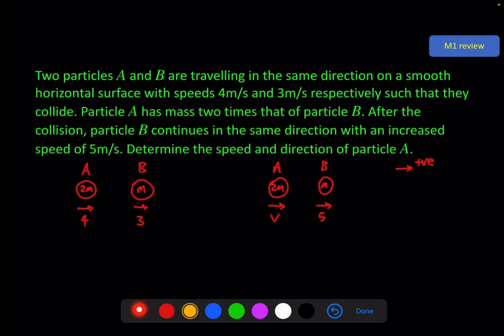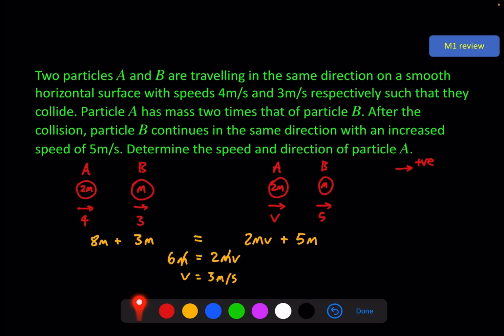So all I need to do is apply conservation of linear momentum. We have 2m times 4 for particle A here, plus m times 3 must equal, after the collision, 2m times v plus m times 5. Collecting like terms gives us 6m, 2mv. Cancelling those gives us v must be 3 meters per second. Positive, therefore the direction has not changed. It is still in the direction as A before the collision.